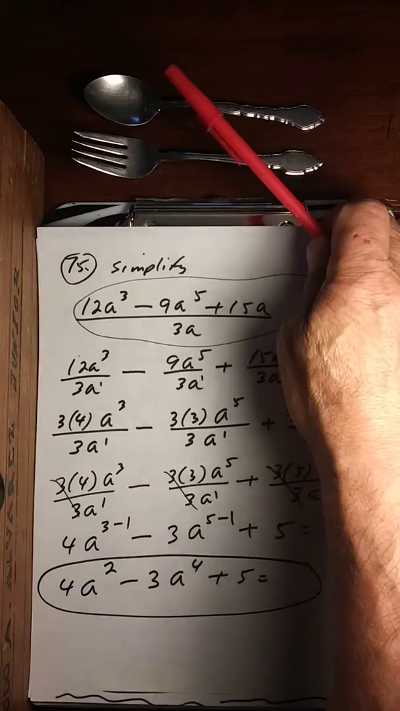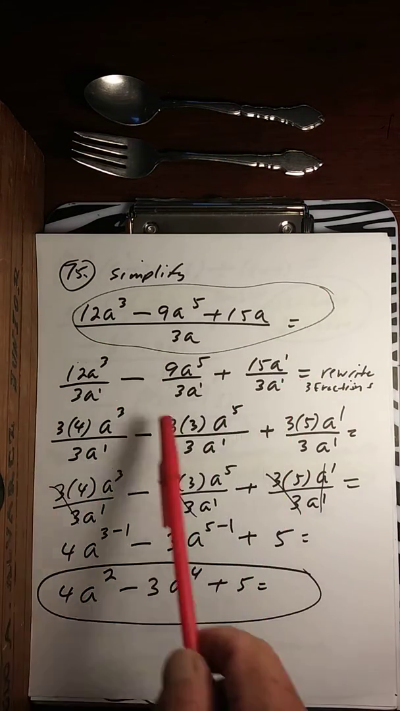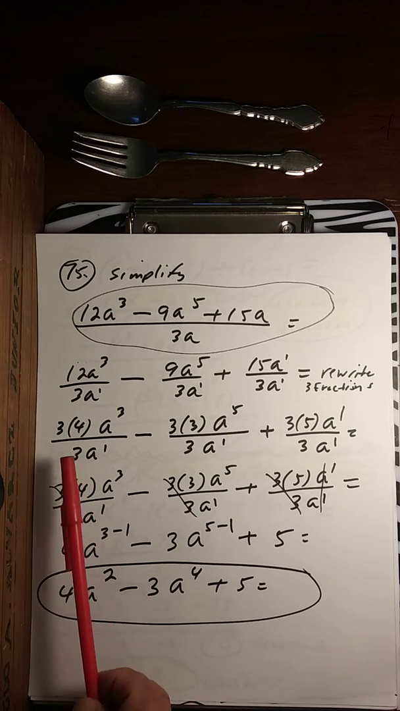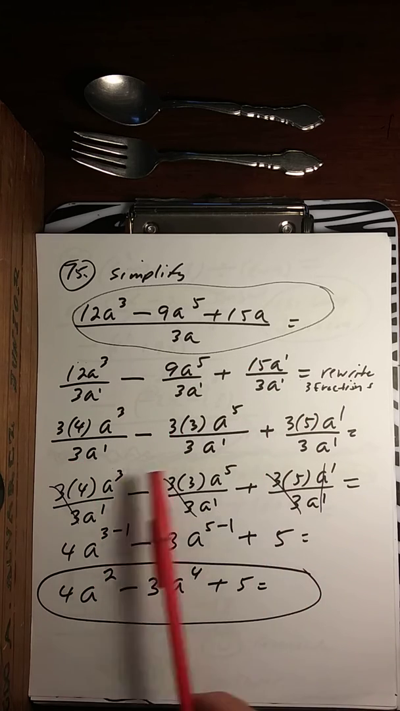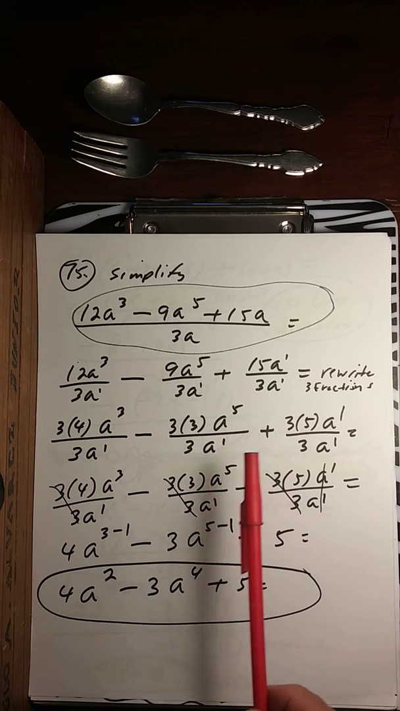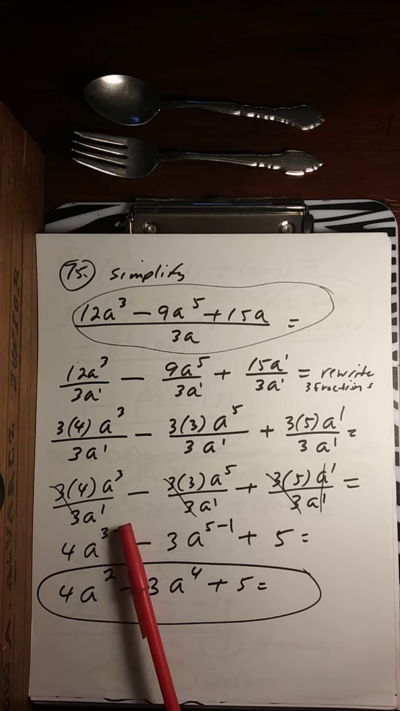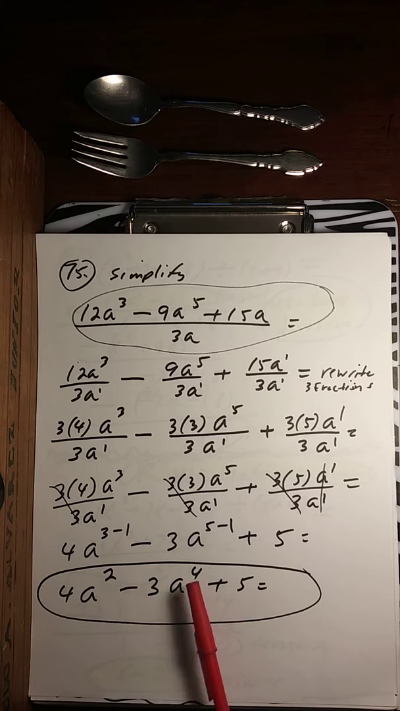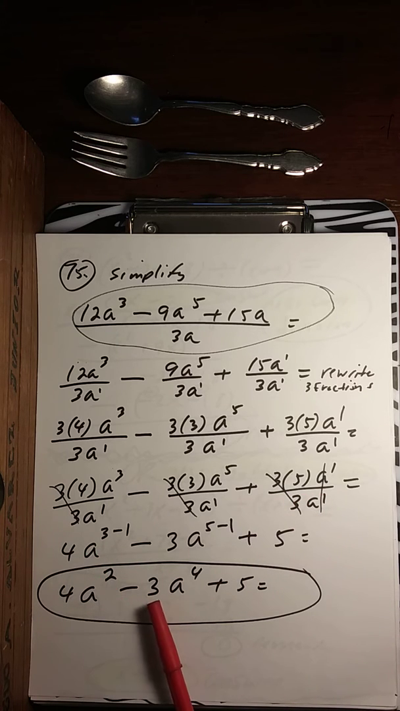Simplify this. So what I'm going to do is break it up into 3 fractions. 1, 2, 3. So now this one is 12a cubed over that. Rewrite it. 3 times 4 is that. 3 times 3 is 9. And 3 times 5 is 15. So now notice the 3's right here. Okay. Divide out, divide out, divide out. And you have a to the 1, a cubed. So 3 minus 1 is 2. 4a squared. That from that is going to be minus 3a to the 4. And that's it. So we have 4a squared minus 3a to the 4 plus 5.